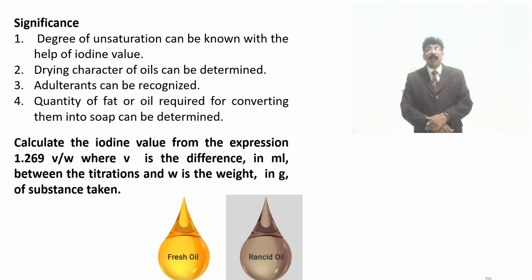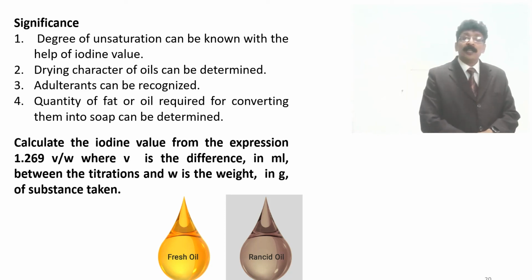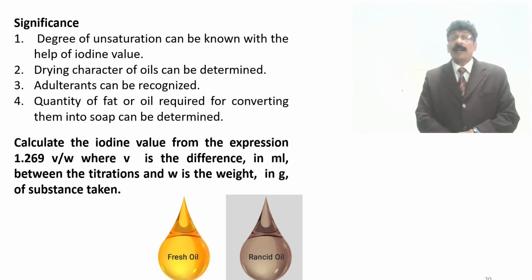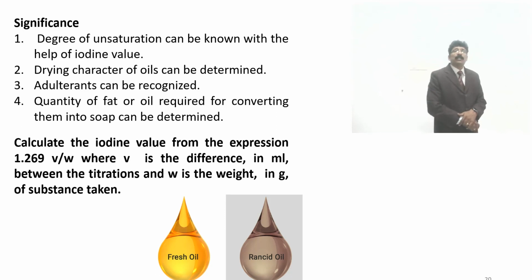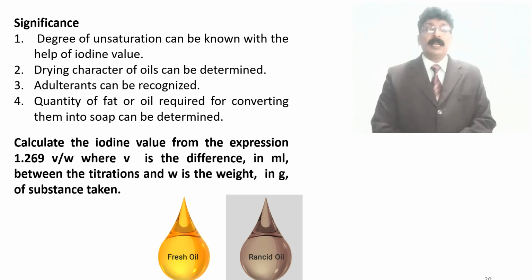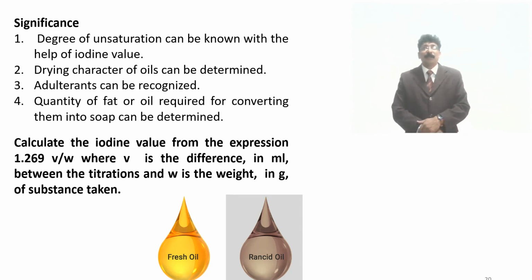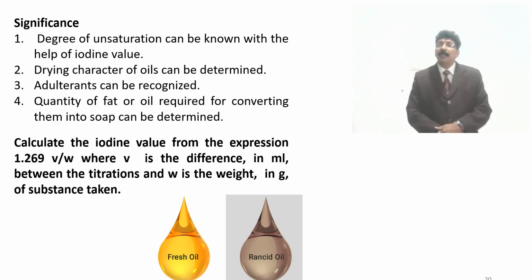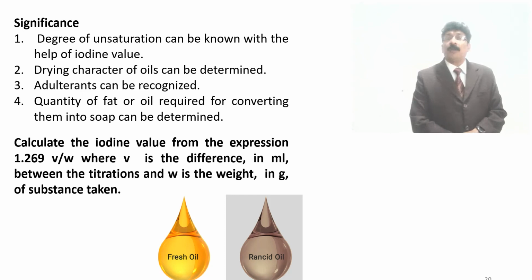for iodine value from the expression of 1.269 into the volume. V means the blank minus titer value, the difference in ml between the blank and titration value, and the weight of the sample which you have taken, the oil or the fat in grams, will be divided by the whole, the sample, and then we will find out the iodine value. I was talking about this 1.269, a number which doesn't come from nowhere. It came from the molecular weight of iodine.